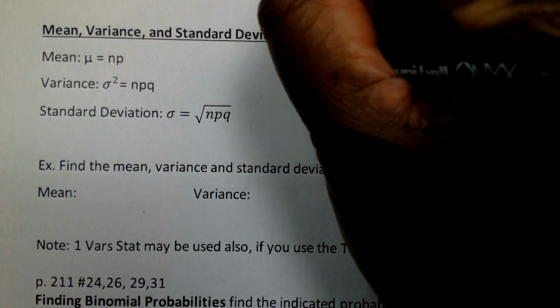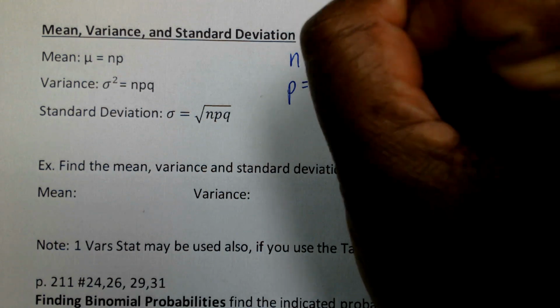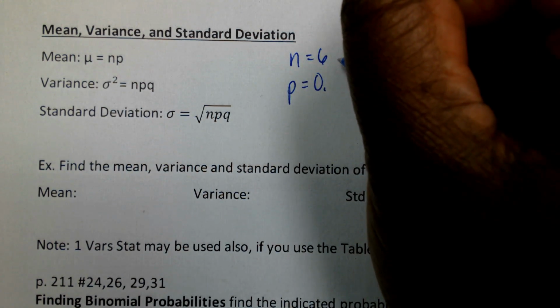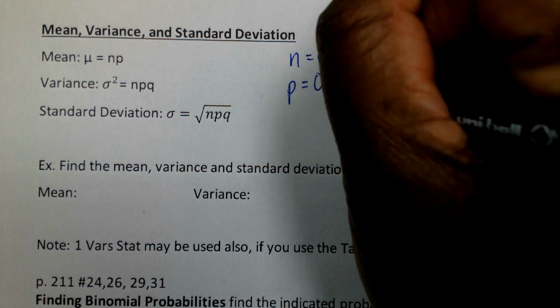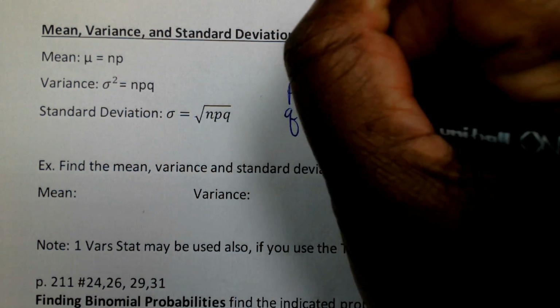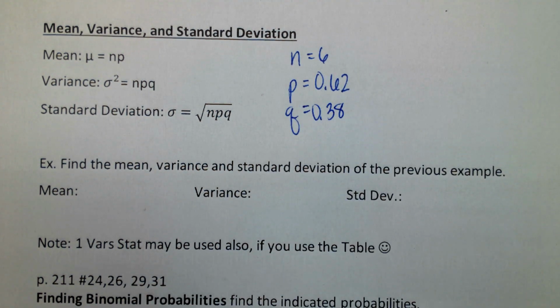Alright, so find the mean, variance, and standard deviation of the previous example. Let me just write down our numbers from the previous examples. N was 6, P was 0.62, Q was 0.38. I know we don't use Q a lot, not unless you're going to work these problems out manually. That's when you use Q.